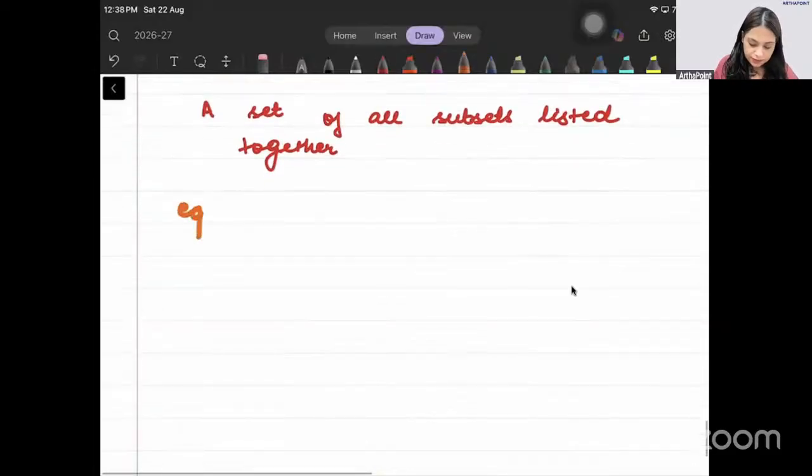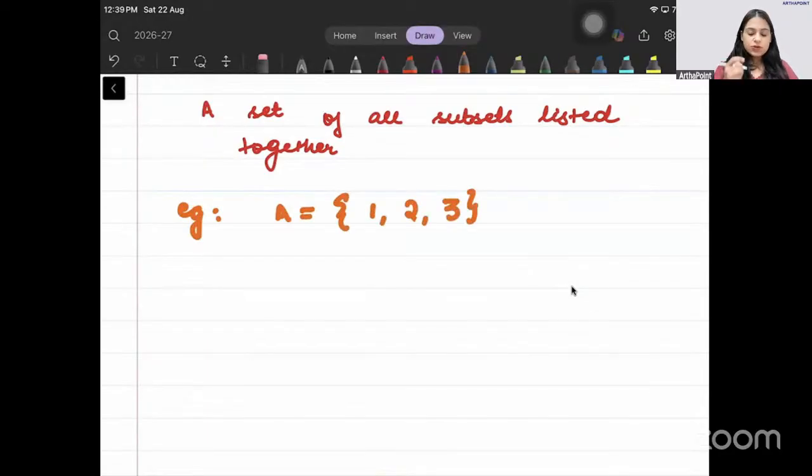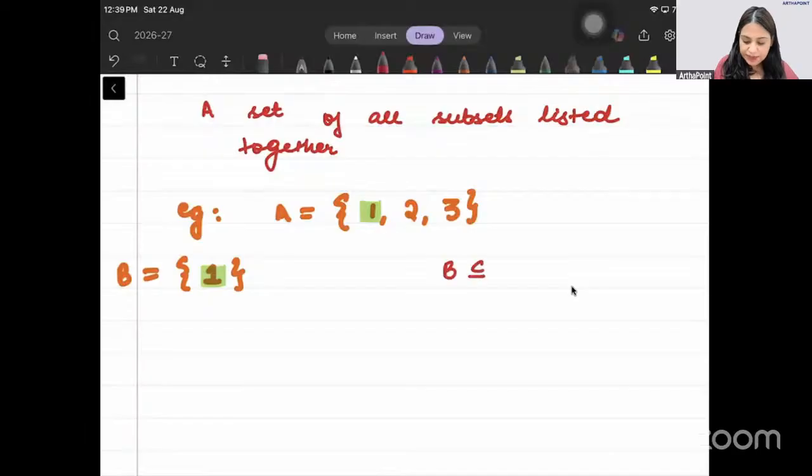Example, if I give you a set A as 1, 2, 3, and if I define a set B with just 1, is B a subset of A? Yes, क्योंकि जो भी B में आ रहा है वो A में आ रहा है. So B is a subset of A, and in fact B is also a proper subset of A. Subset भी है और proper subset भी है. Proper क्यों है? Because B and A are not equal.